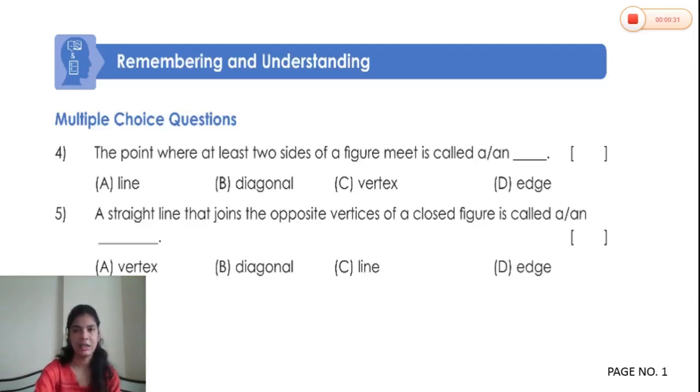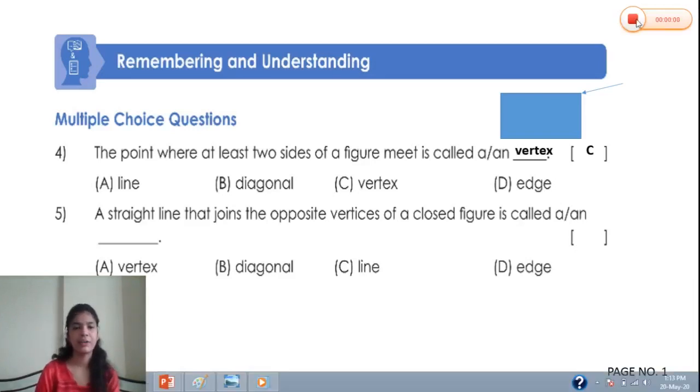So let us consider a square box. Here you can see the arrow, that is the point. That is the point where these are the lines of the sides. So the point where these two sides are joined. Can you tell me what you call that point? Yes, we call that point a vertex.